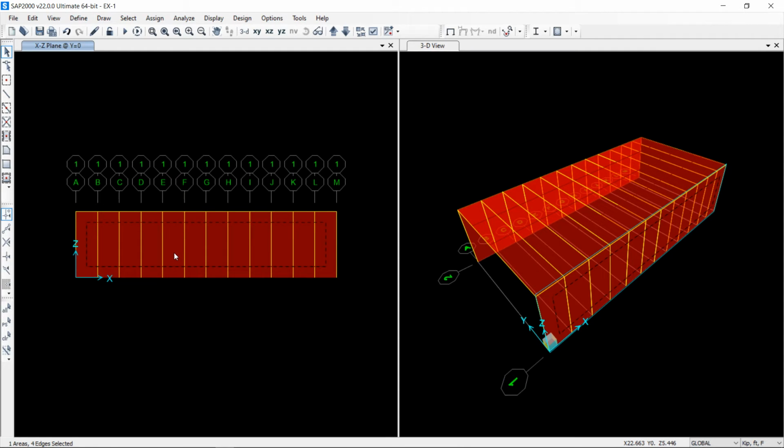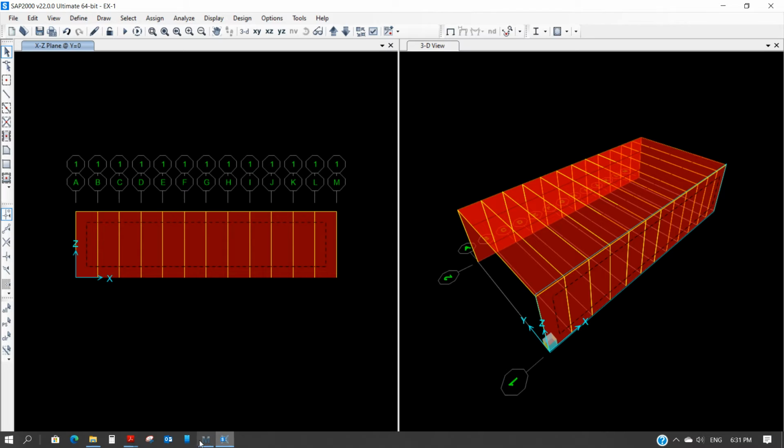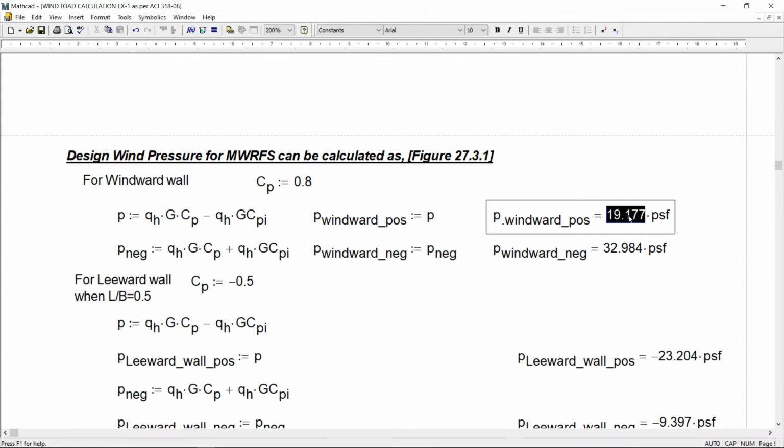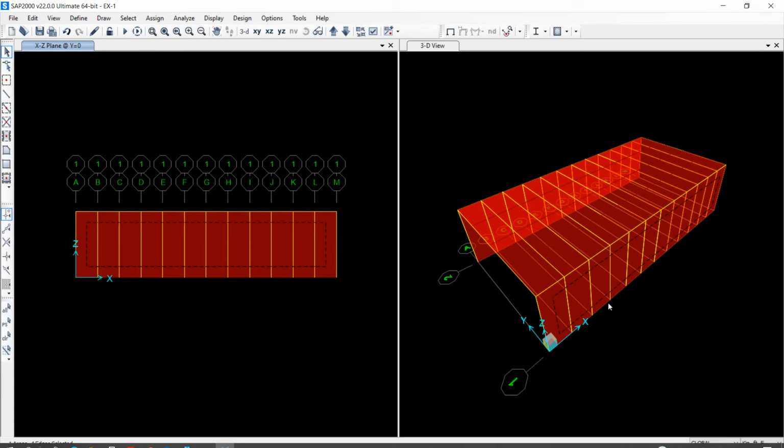So we are going to apply our windward wall pressure over here. Our windward wall pressure, as we calculated, was 19.177. So the windward pressure is going to act perpendicular to this wall. And now, since we have this wall supported on the columns, we will try to transfer this wind pressure to the column. How is it done in SAP? Let's see.